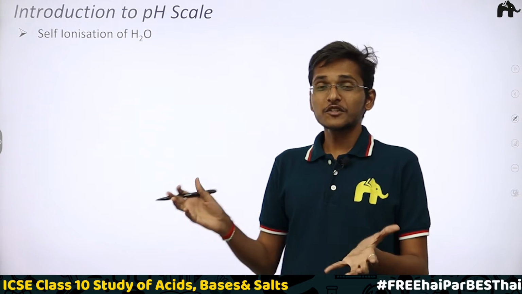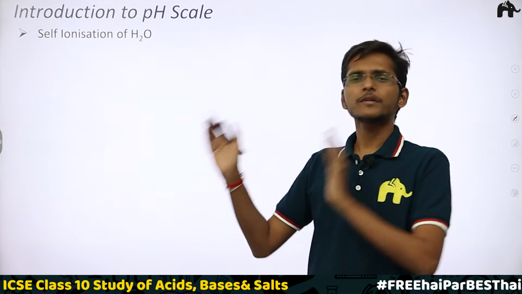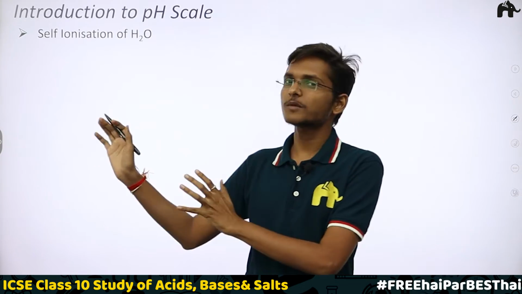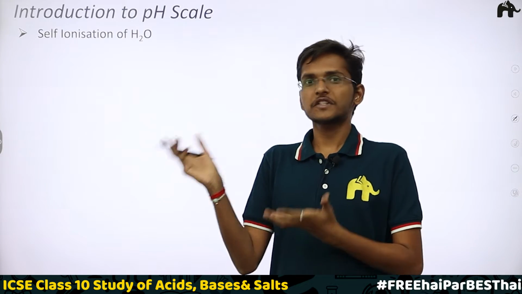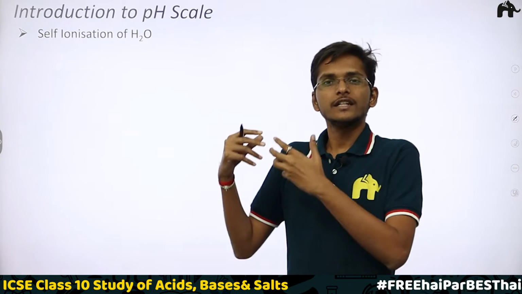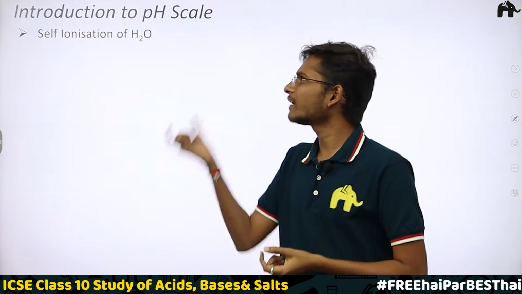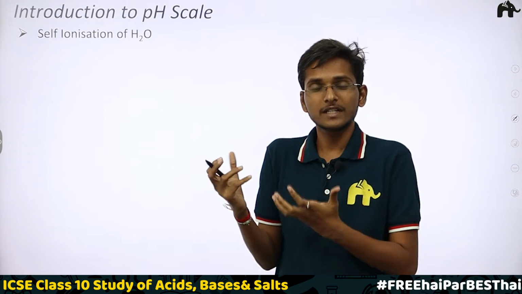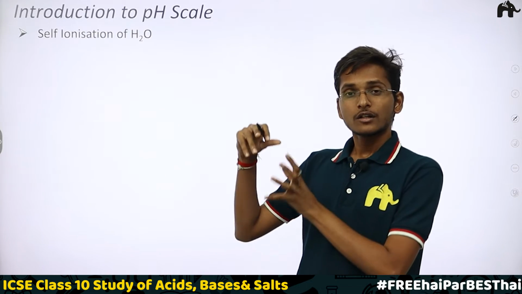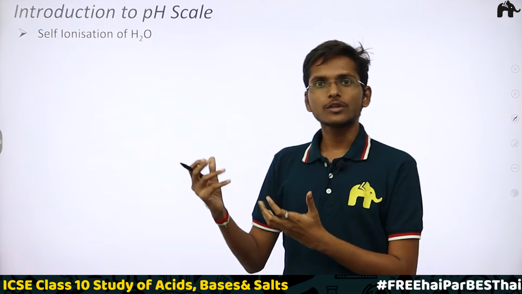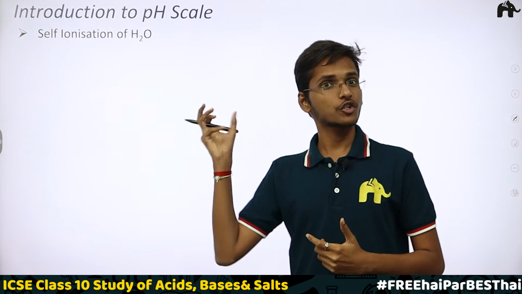Okay, so friends, so far we have seen the properties of acids and the properties of bases. Now moving to the last concept of this chapter, which is the pH scale. How did we come to the point where we felt the need to devise this pH scale, and what actually is this pH scale? Let's learn this story starting from the self-ionization of water, right?